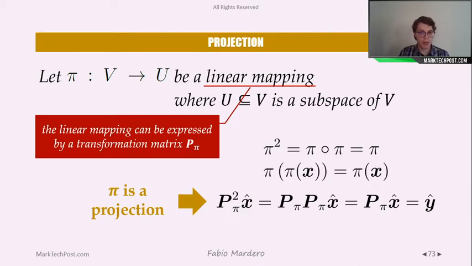We can do the same now with this particular linear map, which is the projection. So this transformation matrix is said to be P pi and can be used to express the condition that defines the projection function. So the square of this matrix must be equal to the matrix itself.